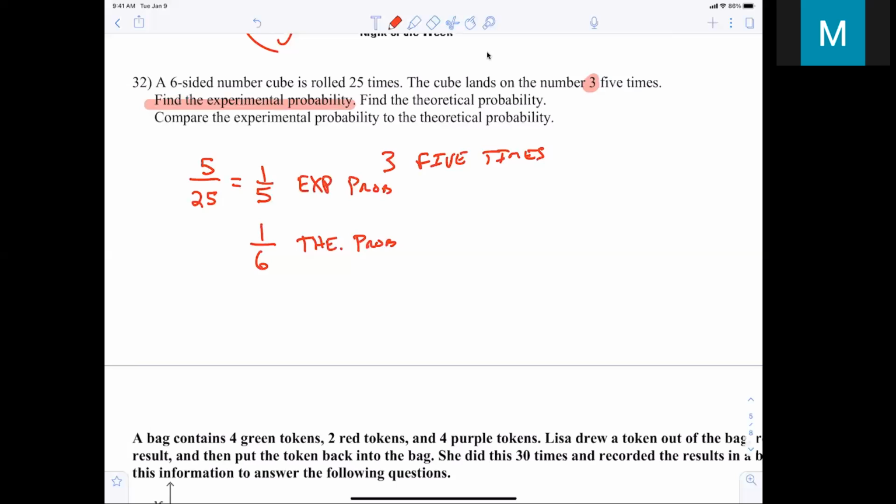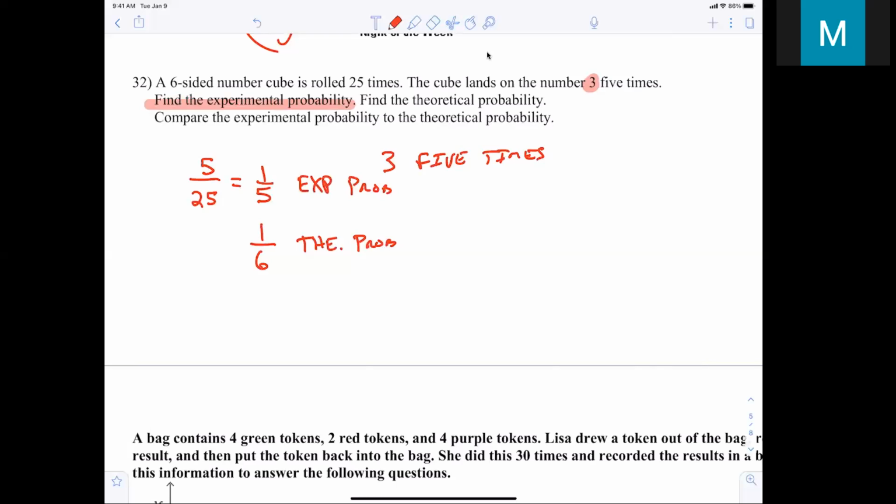Right, that's it. Because what you're trying to do when you do experiments is, let's say you don't know what the probability is. You just do a bunch of experiments, and then the more experiments you do, the closer you'll get to the actual probability. In theory, it should be 1 out of 6. But in our experiment, it was only what? 1 out of 5.